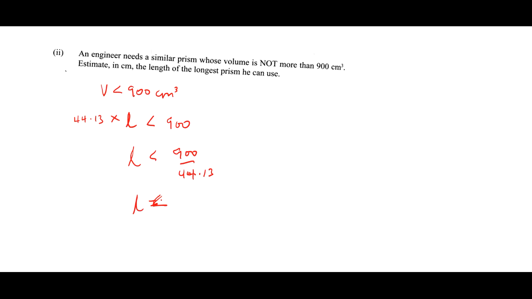So L is less than 900 divided by 44.13, and that gives us 20.39 cm. So they want an estimate for the length of the longest prism that can be used. So therefore the length of the prism must be less than 20.39. If we had to round it off to the nearest centimeter, then L would be 20 cm.